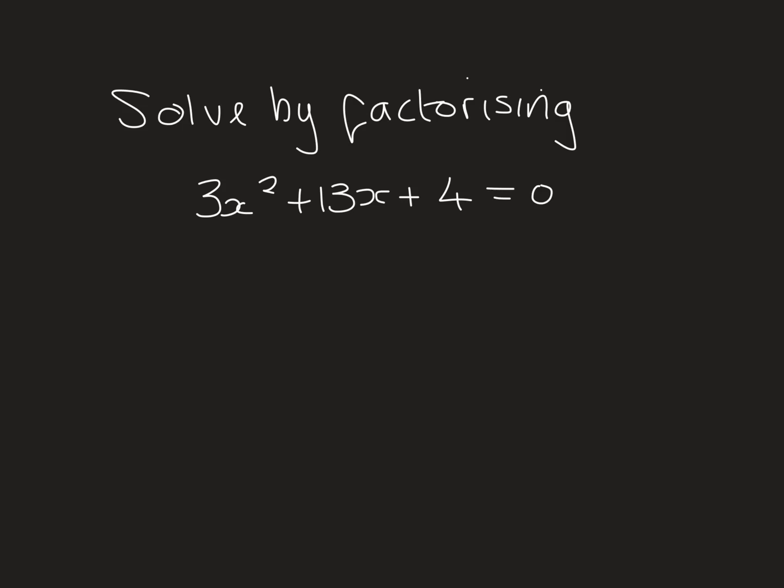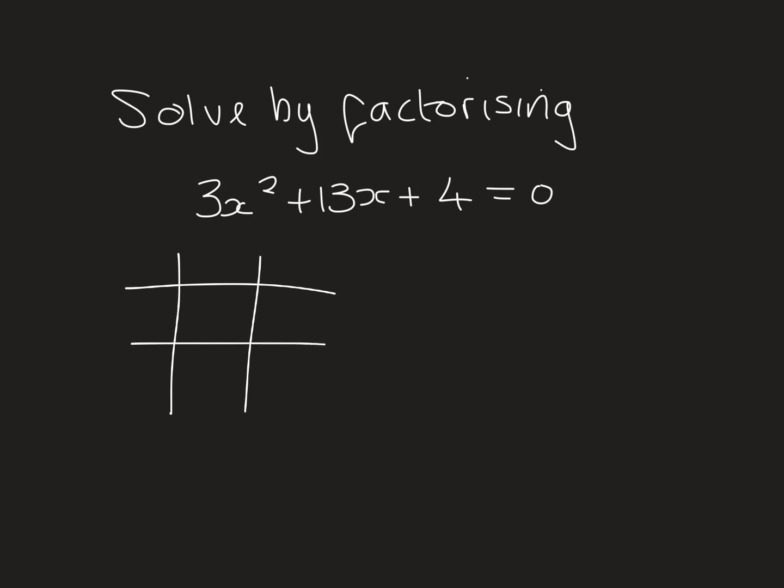Solve by factorising 3x squared plus 13x plus 4 equals 0. So it's a slightly harder question because the coefficient of x squared is greater than 1. So we've got a number in front of x squared. It may mean that I need to draw multiple grids, or I'm just going to have to think about my grid a little bit more.